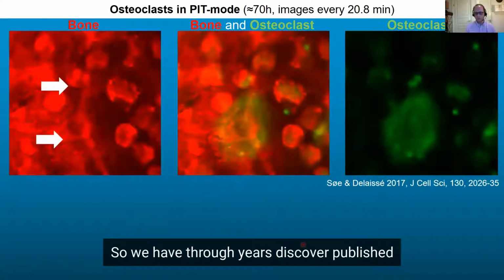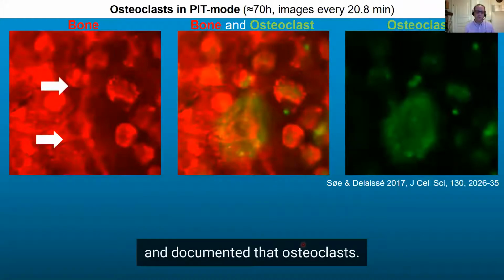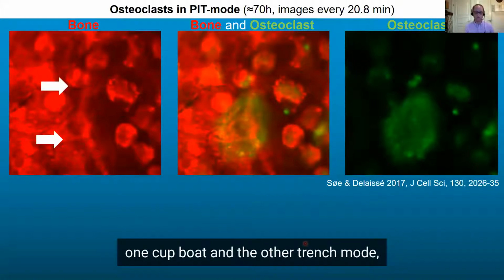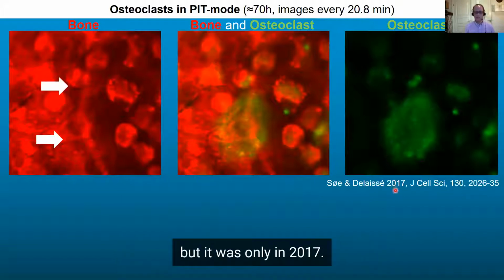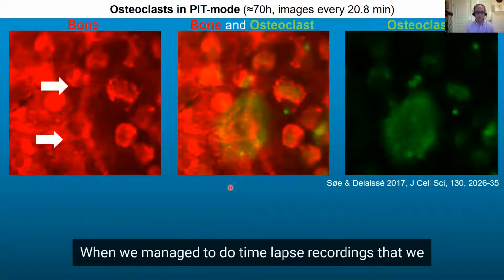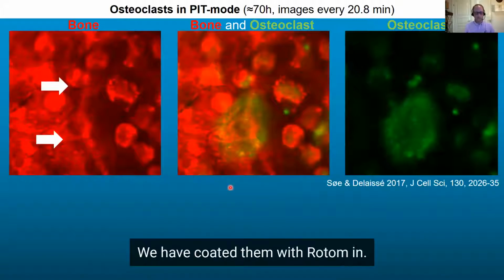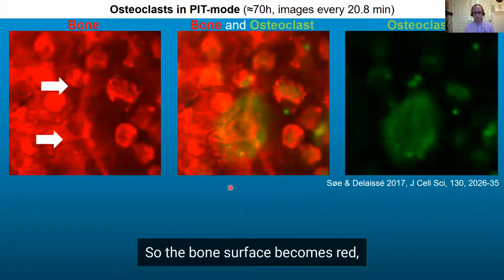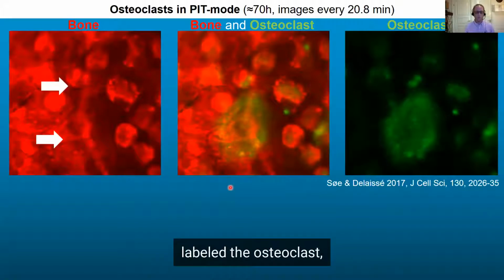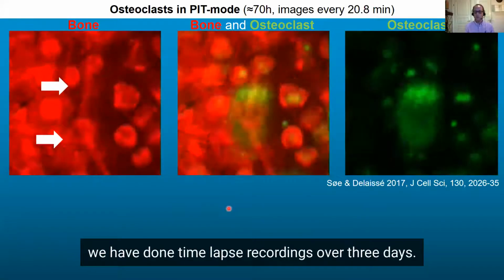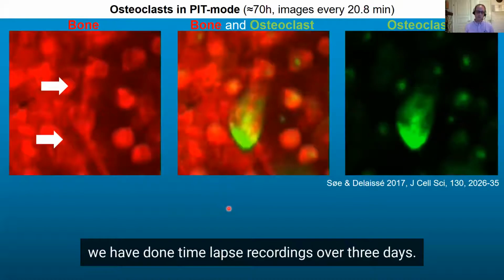We have through years published and documented that osteoclasts do have two different resorption modes, one called pit mode and the other trench mode. But it was only in 2017 when we managed to do time-lapse recordings that we could actually document it. We have taken bone slices, coated them with rhodamine, so the bone surface becomes red labeled. The human osteoclasts are labeled with C-actin, which labels the F-actin of the osteoclasts. And then we have done time-lapse recordings over 3 days.